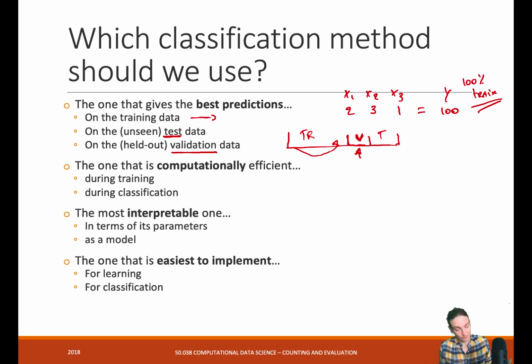So, best prediction, is this something you want for your model? Perhaps, but perhaps not. Maybe you have a huge amount of data and you actually want the model that is most computationally efficient. But does that mean that the training needs to be fast? Training is usually what takes longest. Or does that mean that the classification, the actual inference, should be fast? Do you want an interpretable model?